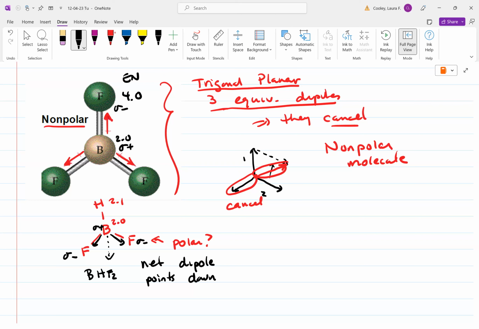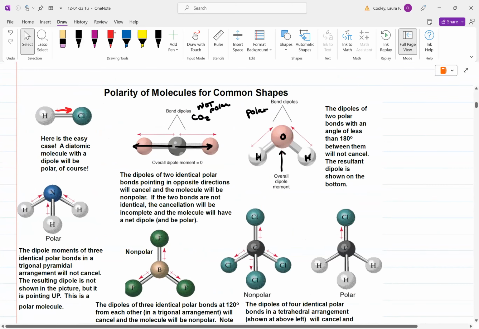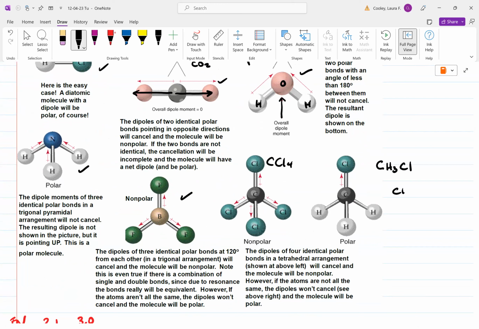So there's 3 dipoles here, but these all cancel. But if I was to change one of them, then they would no longer cancel. Okay. So on the chart, the next one, so we did this one, we did these, we did this. So now we have CCl4 and CH3Cl, and I'm also going to do CH2Cl2.